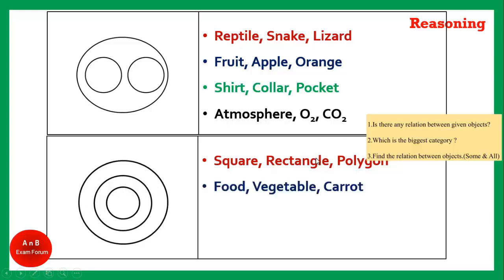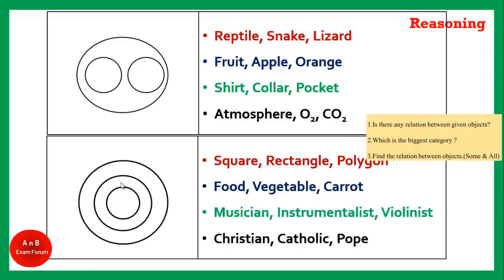Coming to the next question: food, vegetable and carrot. Is there any relationship? Yes, there is a sure relationship between these objects. Food is the biggest category, so we draw a large circle which represents food. Every vegetable is a food, and every carrot is a vegetable, so the smaller circle represents carrot and the middle circle represents vegetable. These are overlapping each other. You can see these two also, these are very important. Just have a look at it.